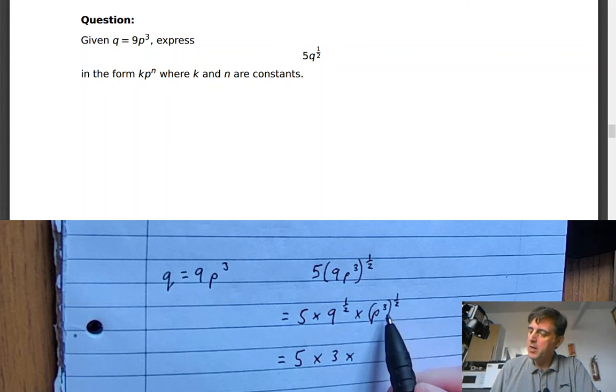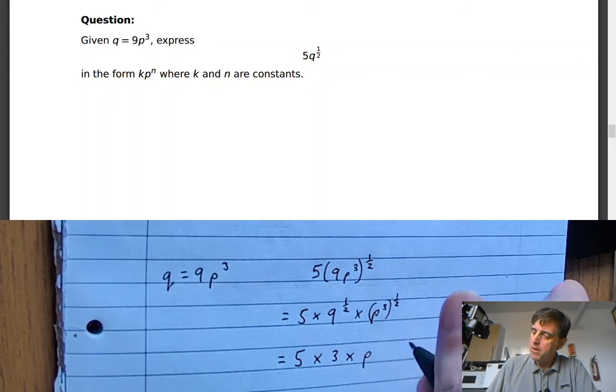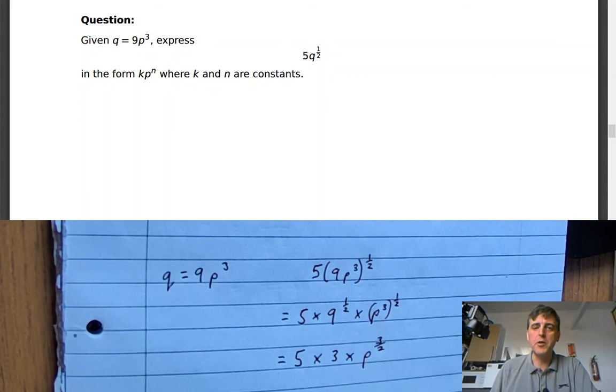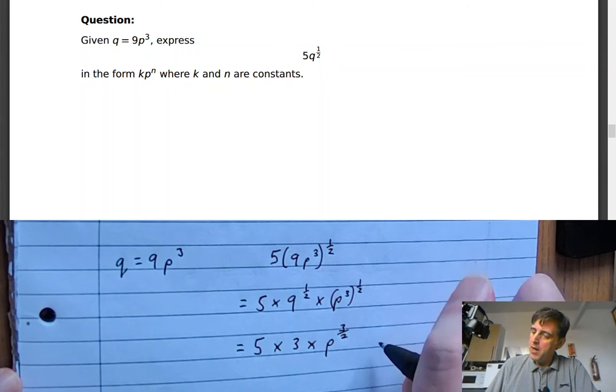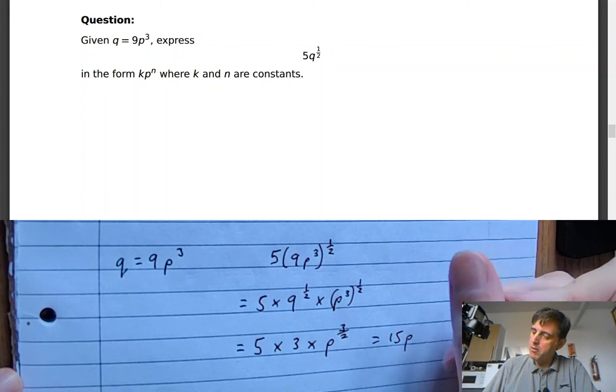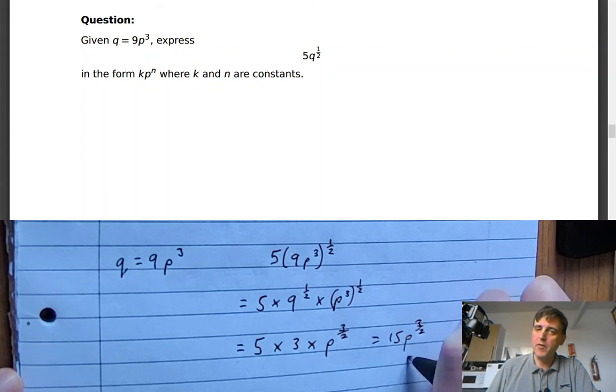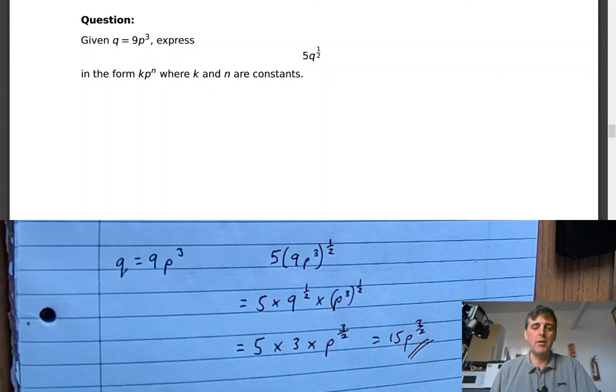So we're going to have p to the power of 3 multiplied by a half. Well, I think the easiest way of saying that is just 3 over 2. So just simplifying that a little bit, 5 times 3 is of course 15. We've got p to the power 3 over 2, and we've got that in the required form, and we're done.